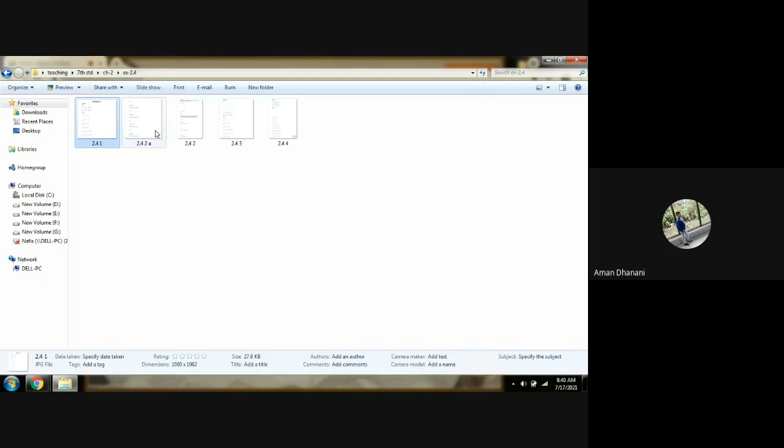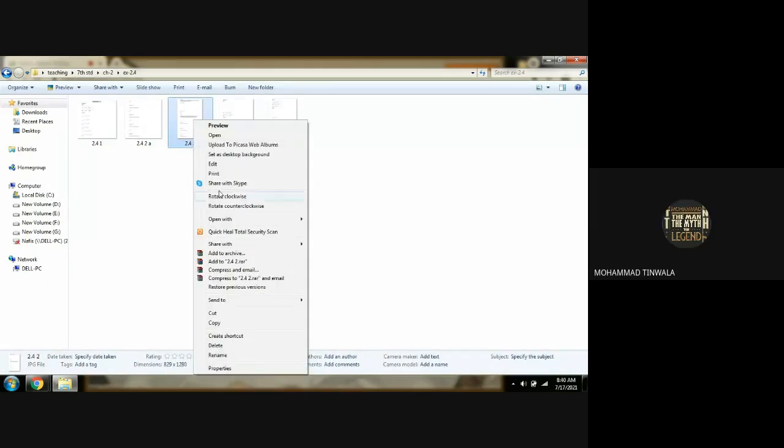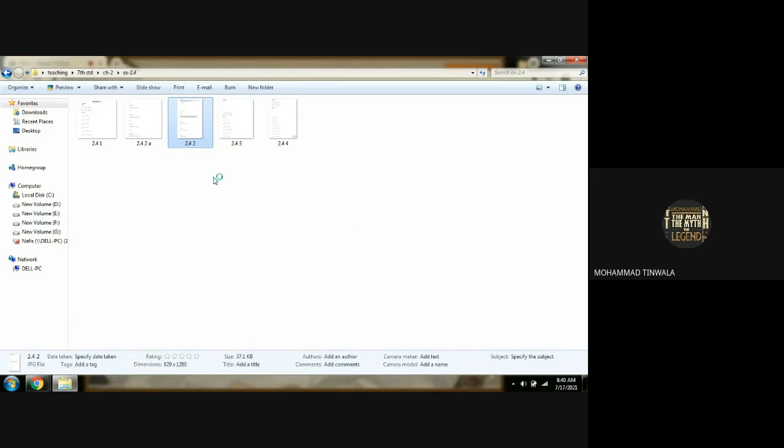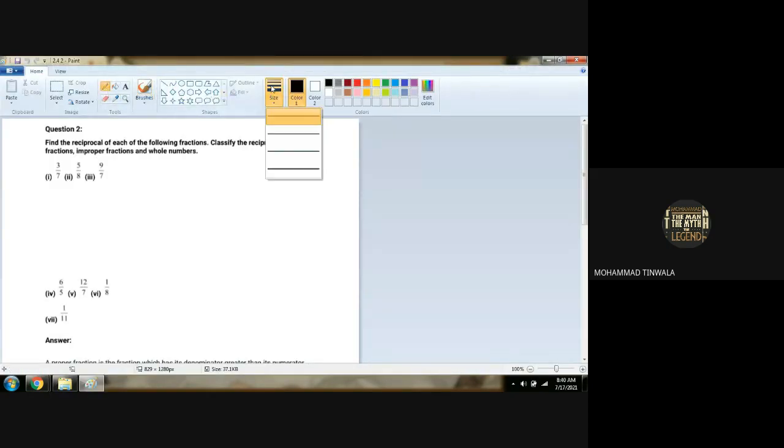Yes, sir. Chalo, question number 2. Find the reciprocal of each of the following fractions. Classify the reciprocal as proper fraction, improper fraction, and whole numbers. We have to classify the fractions. Every fraction we have to reciprocal.